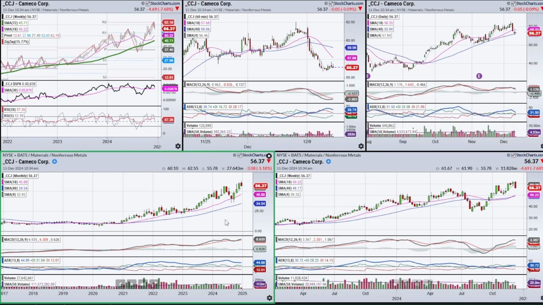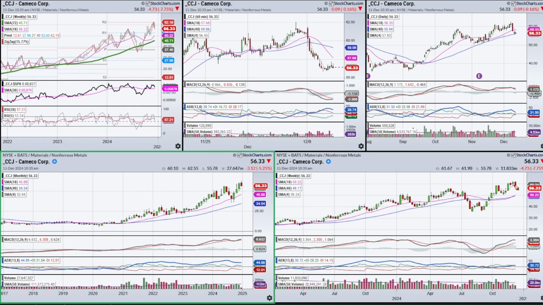All right, so let's start going through some of the requests that came in. So this CCJ has made a move. It had a pullback on the monthly, and then it ran up for the last 3 or 4 months and broke out. So essentially what we're seeing is a breakout that's trying to hold.